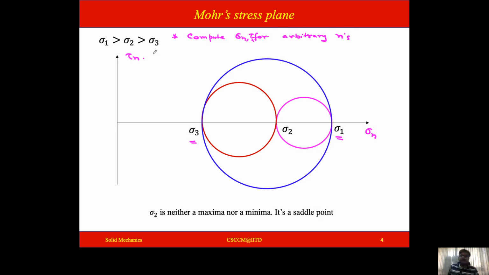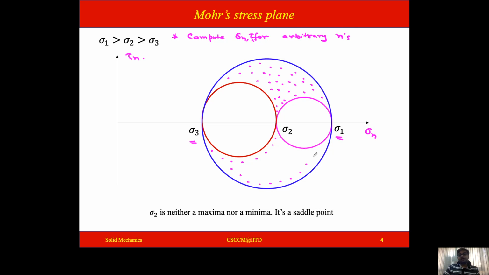And if you do that, you will find that all these sigma n's will lie here. All the sigma n's will be here. So these are all sigma n's. The dots that I am drawing are all sigma n's. So what can you see from here, whatever I am drawing?